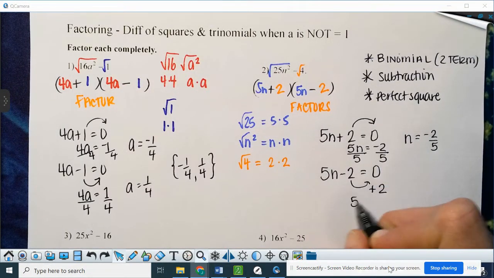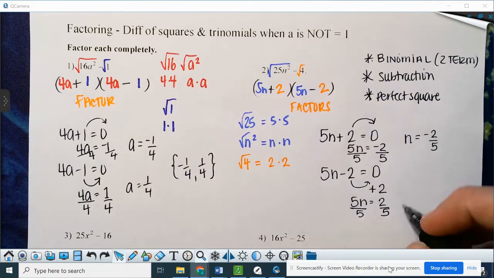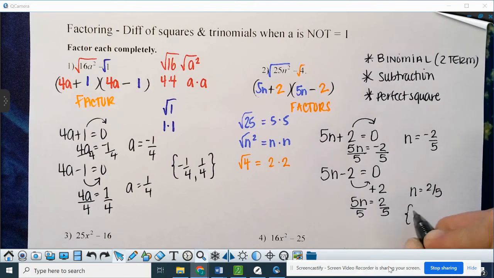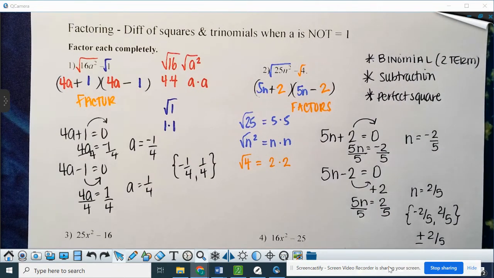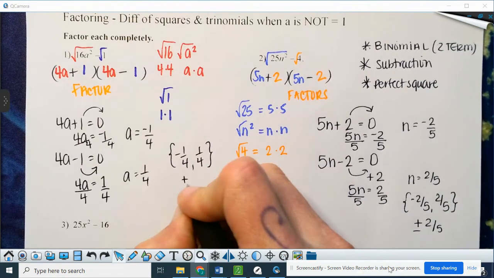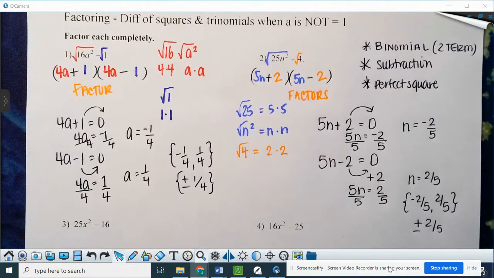So 5n equals a positive 2. Divide by 5 to undo multiplication. So n equals 2/5. So the solution set is a negative 2/5 and a positive 2/5. You may see that written as plus minus 2/5, because that's a positive and a negative. So plus minus. And the same thing for our fourth could be plus minus 1/4, because it is the positive and the negative of 1/4.